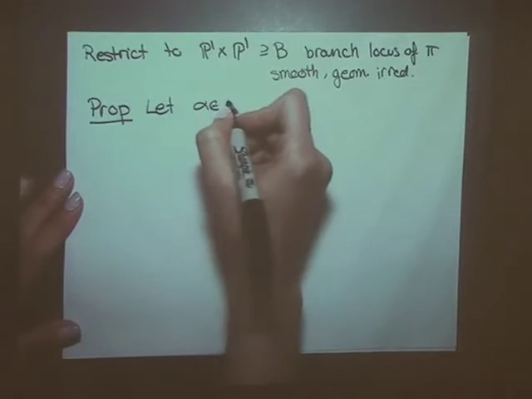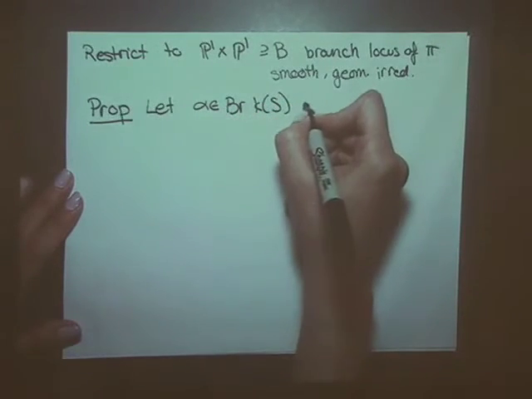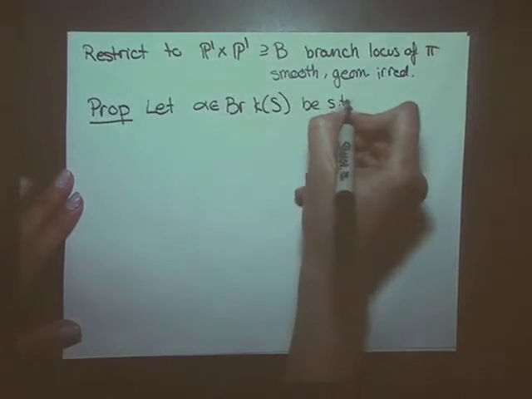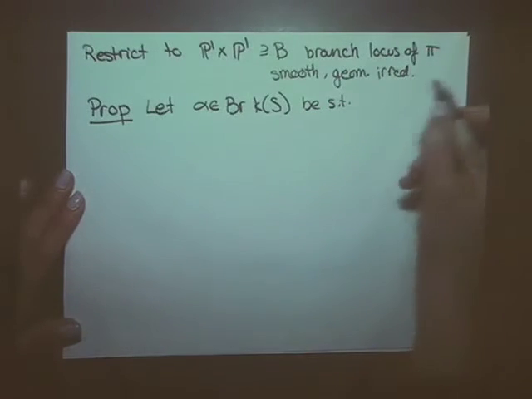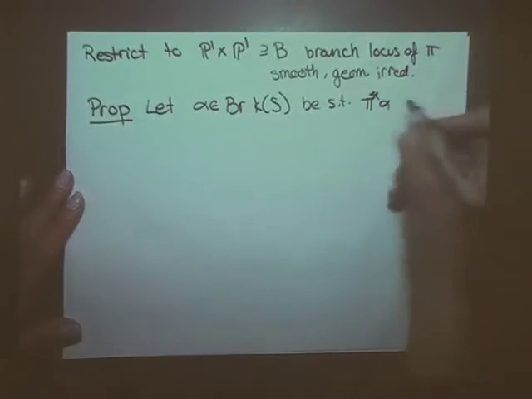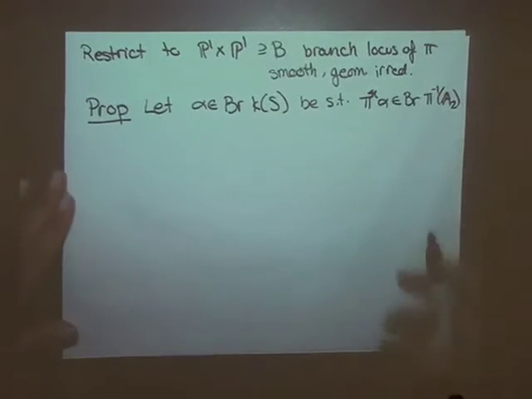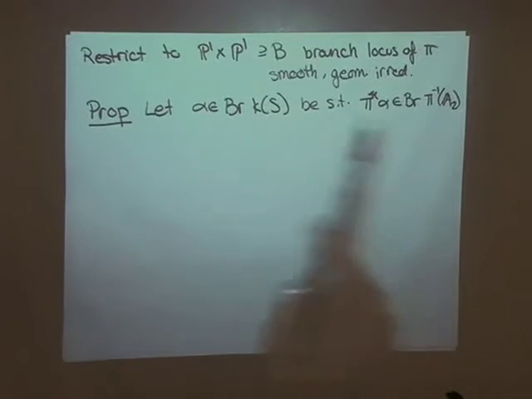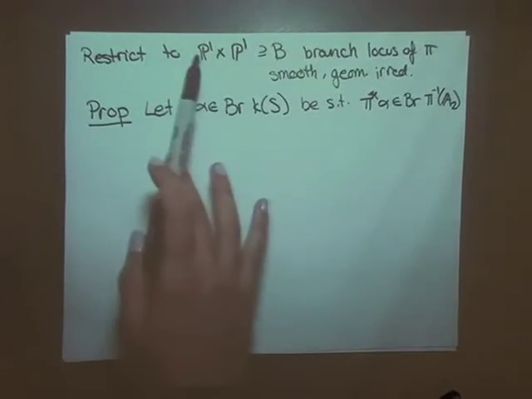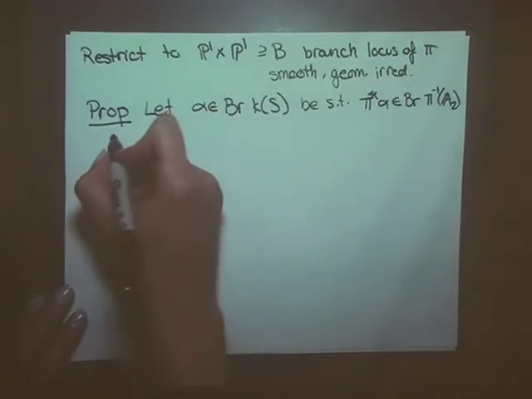So take alpha in the Brauer group of the function field and assume that pi upper star of alpha is in the Brauer group of pi inverse of A2. So it's not unramified everywhere, but it's unramified away from the inverse image of P1 cross infinity and infinity cross P1.